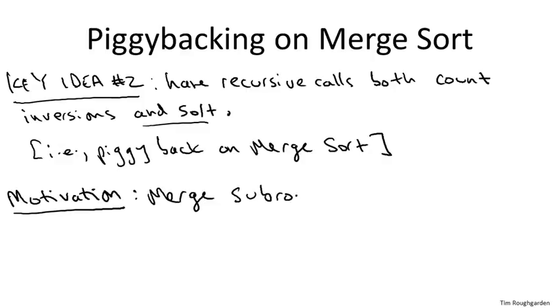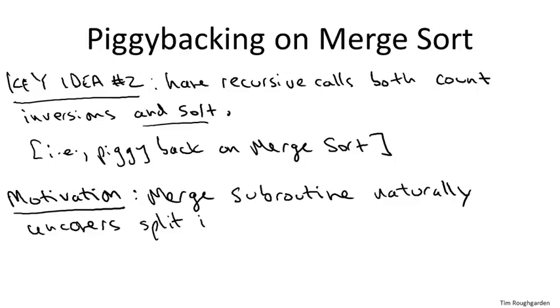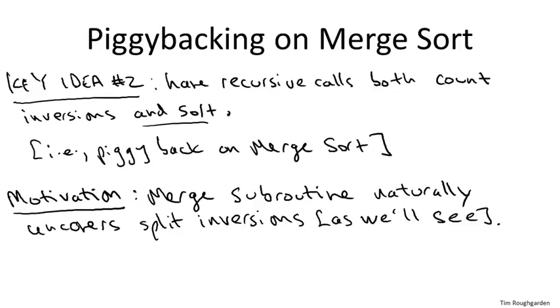So what is this bias? Why should we demand more of our recursive calls? Well, as we'll see in a couple slides, the merge subroutine almost seems designed just to count the number of split inversions. As we'll see, as you merge two sorted subarrays, you will naturally uncover all of the split inversions. So let me just be a little bit more clear about how our previous high-level algorithm is going to now be souped up so that the recursive calls sort as well.